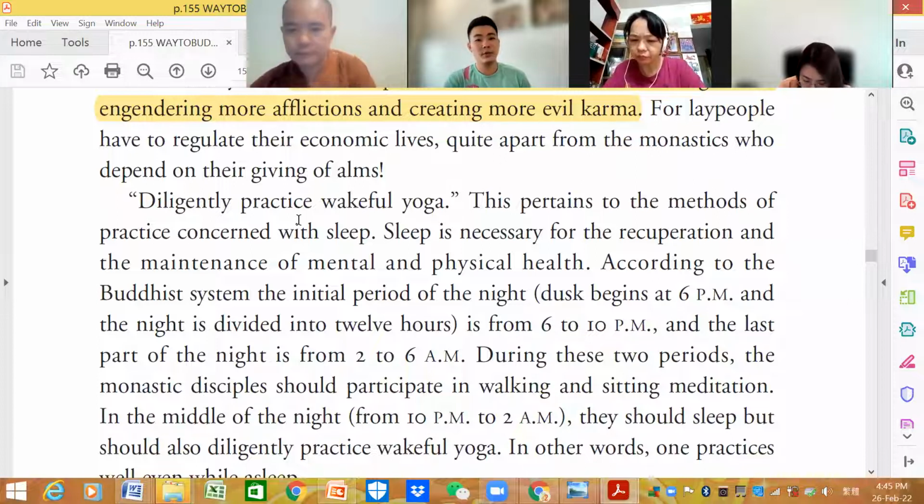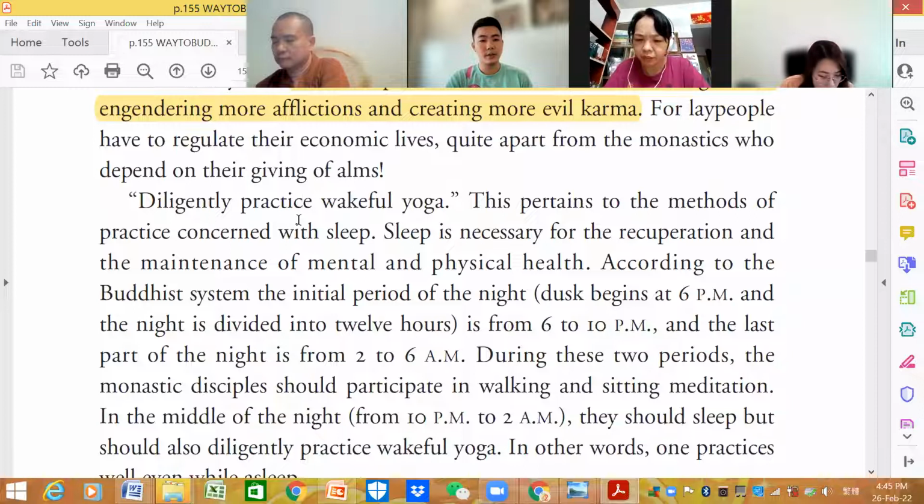Diligently practice wakeful yoga. This pertains to the methods of practice concerned with sleep. Sleep is necessary for the recuperation and the maintenance of mental and physical health. According to the Buddhist system, the initial period of the night thus begins at 6 p.m. and the night is divided into 12 hours.